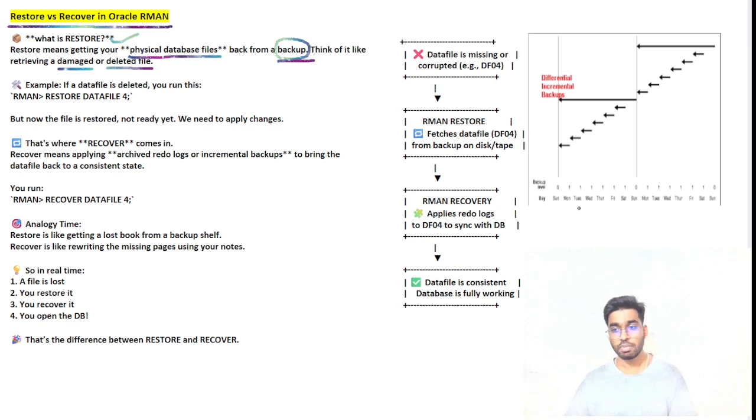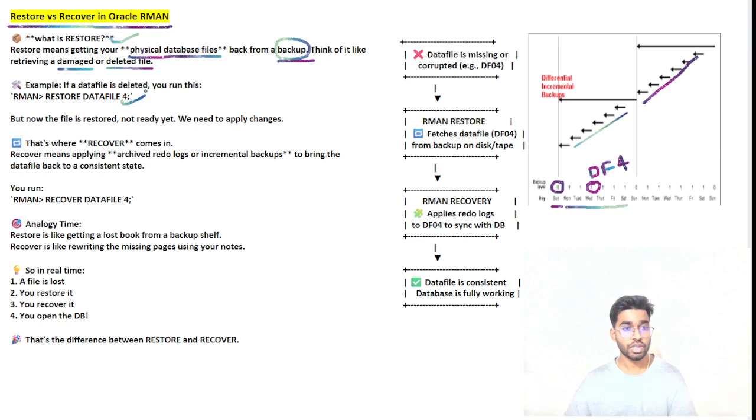Suppose we have a level 0 backup on Sunday, and Monday to Saturday we have a differential level 1 backup, correct? And suppose on Wednesday one of the data files was corrupted. In this example, we take data file 4. Data file 4 is corrupted and I need to restore it now.